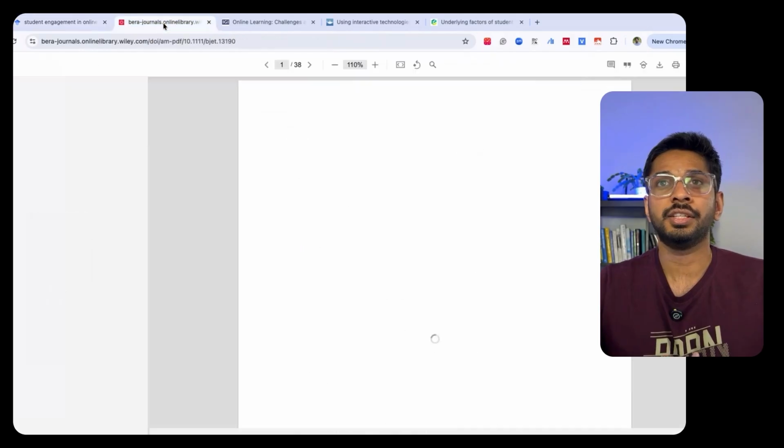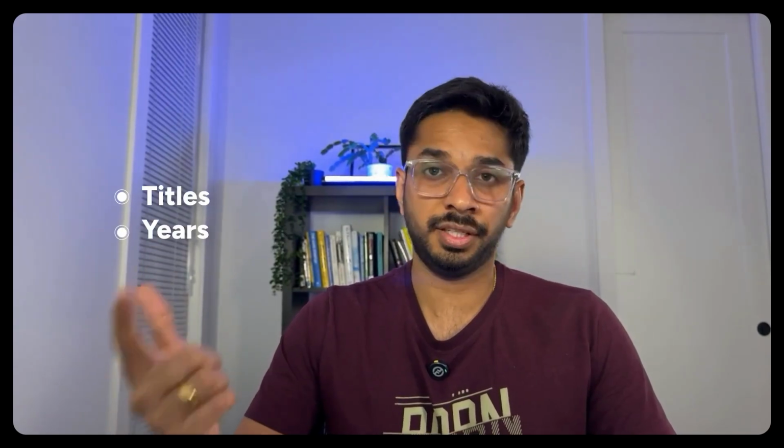So start identifying those papers. Specifically, when you look for these papers, you're looking for titles, the years, and the citation counts. You really want to start with one or two highly relevant papers, and then from there, you go much deeper by looking at the citations and the related articles.